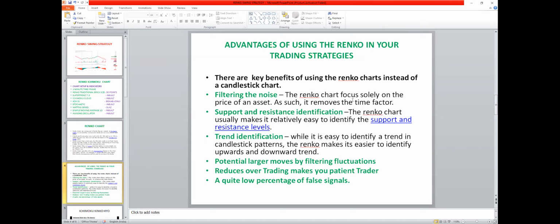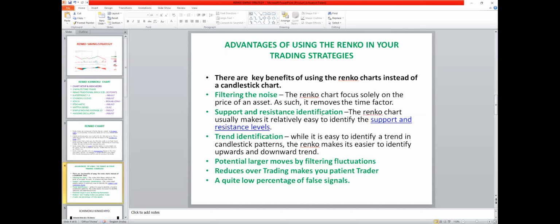The Renko chart focuses solely on the price of an asset, as such it removes the time factor. As I mentioned earlier, it won't consider the time, and it only focuses on the price, particularly where it is moving. If it is staying there, it will stay there.